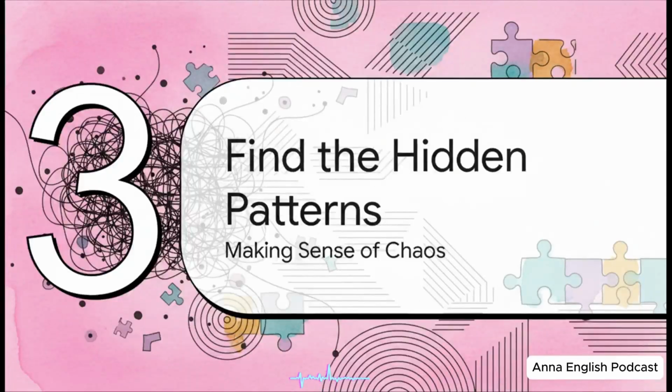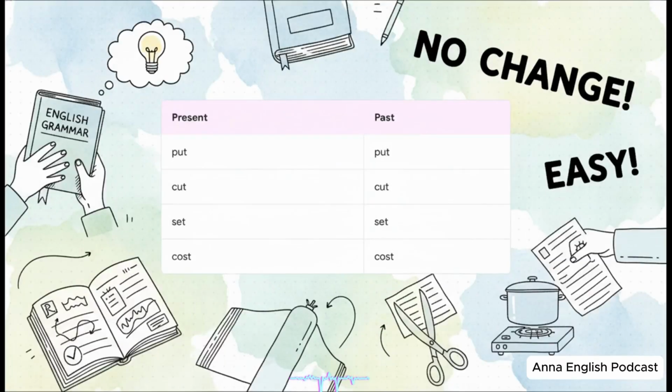Now, this is where things get a whole lot easier. I know these seem chaotic, but a lot of these irregular verbs actually follow hidden patterns. Once you learn how to spot them, memorizing them becomes, well, it's a game changer. Okay, let's start with the absolute best group. These verbs don't change at all. Put in the present is put in the past. Cut is always just cut. It's the easiest pattern to learn, because you literally don't have to do anything.